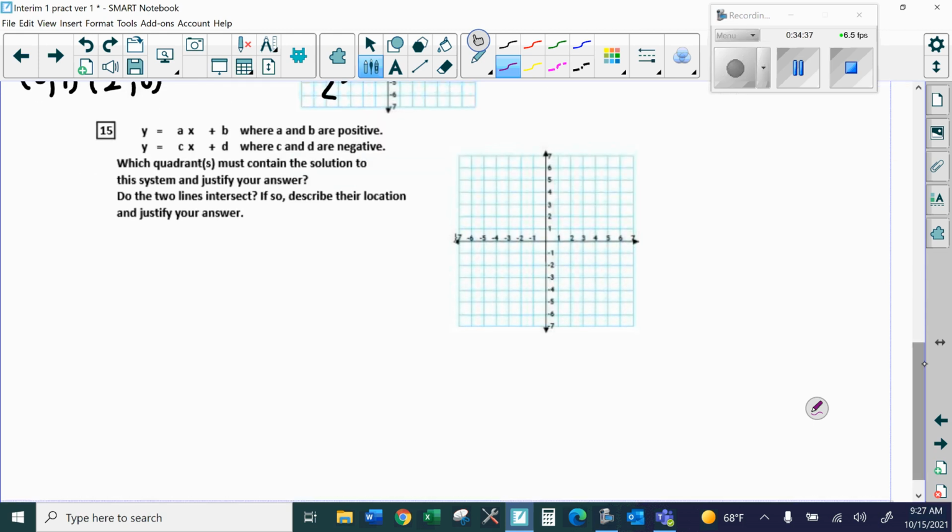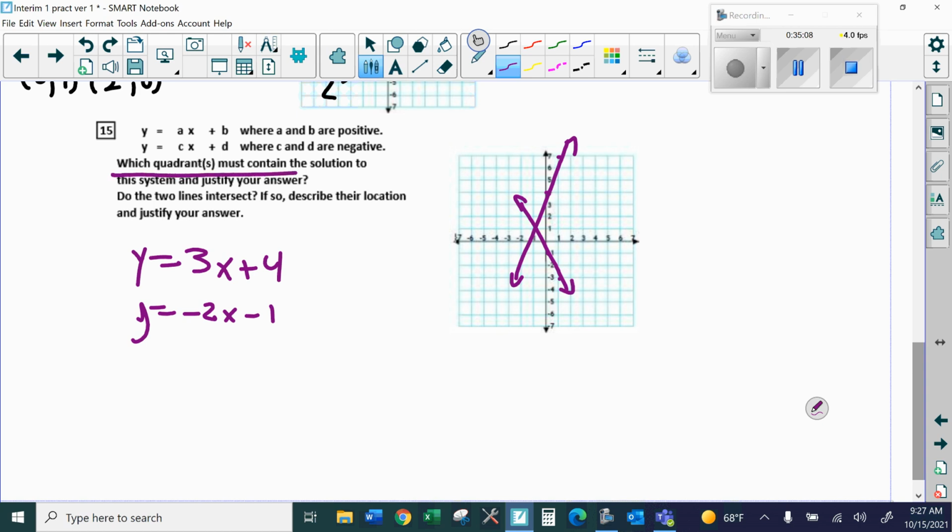This one right here, y equals ax plus b, where a and b are positive. So I can just make up an example, such as y equals 3x plus 4. So there's plus 4, 3x up 3, right 1. Okay, and there to be that line, for example, right there. And then here it says C and D are both negative. Make one up like that. Negative 2x minus 1. So plot negative 1, go down 2, right 1. Okay, graph that line. So it says which quadrants must contain the solution and justify your answer.